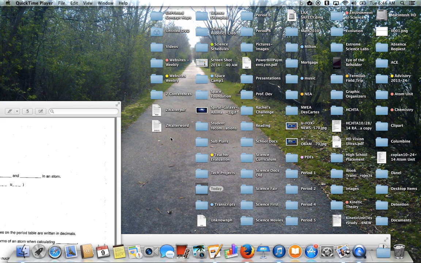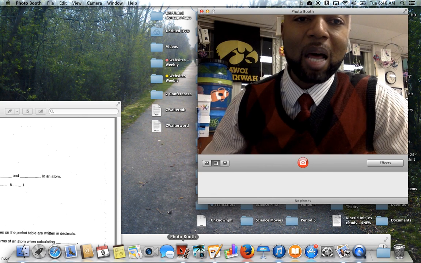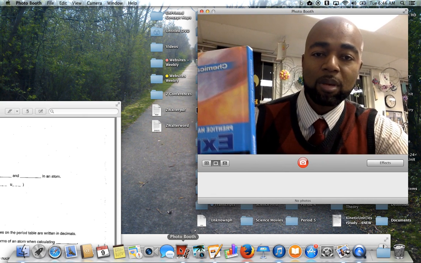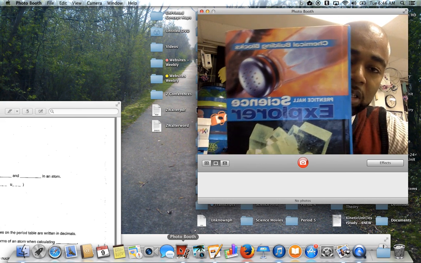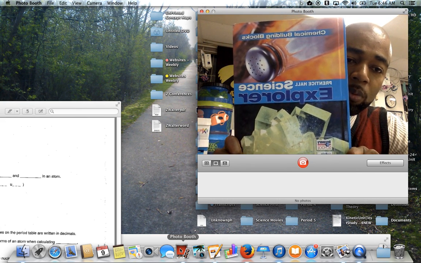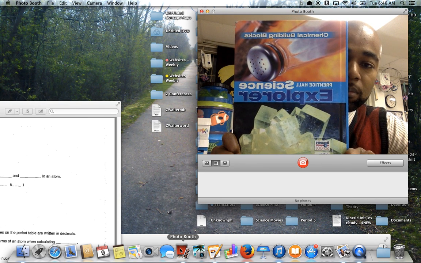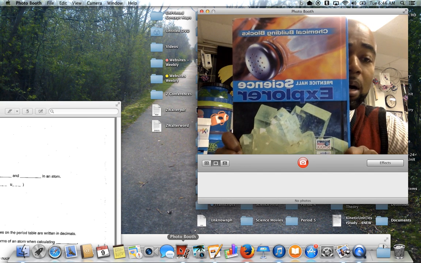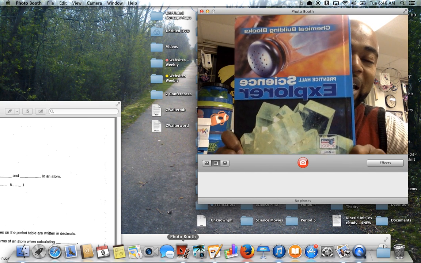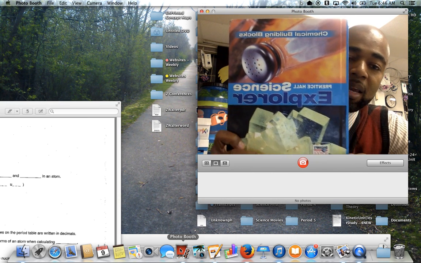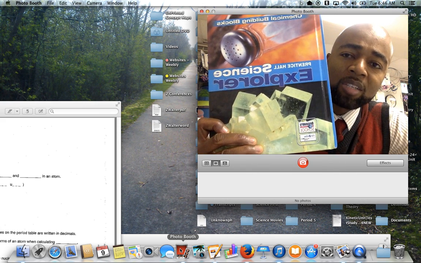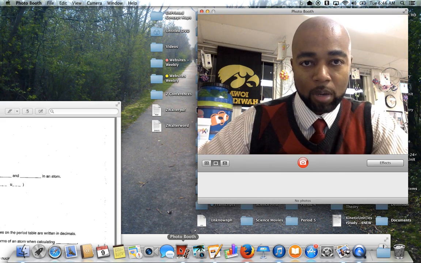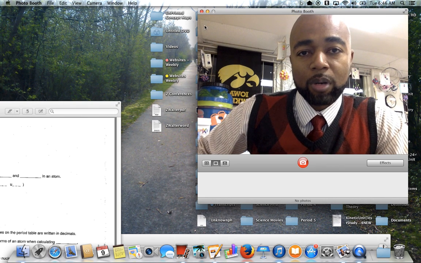The homework for tonight, remember, is to read pages 74 to 79 of Chemical Building Blocks. And I made this assignment yesterday. Chemical Building Blocks is your textbook with the salt crystals on the front. You can use your own hard copy textbook or you can access it online. But read pages 74 to 79 and then answer the questions on page 79, 1, 2, and 3, all parts. And this is written on the board as well.